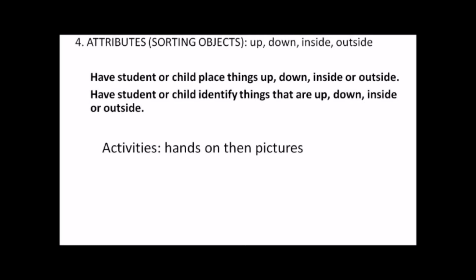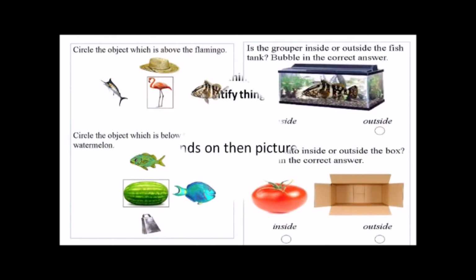Okay, so have the student or child place things up, down, inside, outside, or have the student or child identify things that are up, down, inside, outside. A good activity would be to go outside for this one, and they look up and then they look down. In the classroom, do the same thing, look up and look down, and they can identify things. In the room, they can do the same thing.